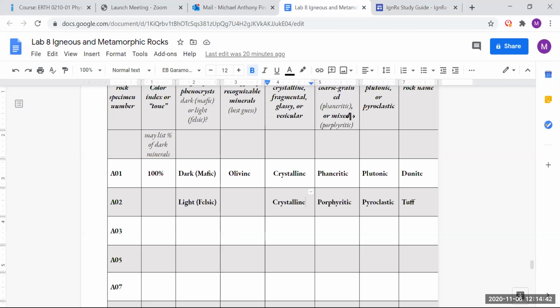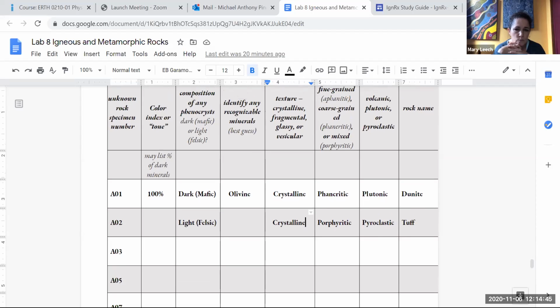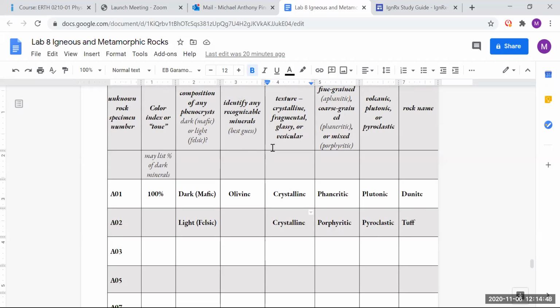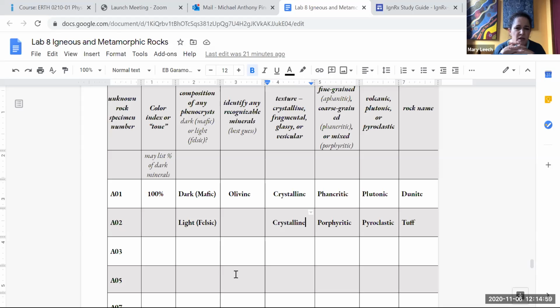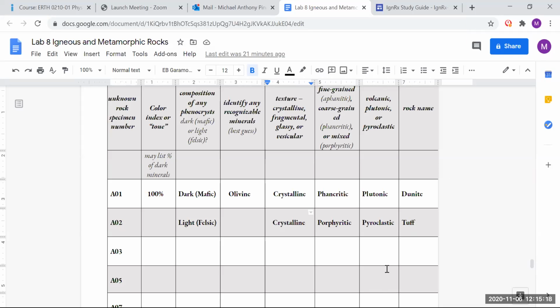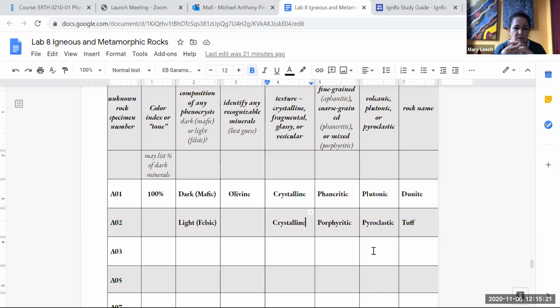So we already said that it's fine grained, it's a dark mafic, and that it's crystalline structure with no minerals. That's right. Is it volcanic, plutonic, or pyroclastic? Remember, volcanic will always have a fine grain matrix, plutonic will have all large crystals, and pyroclastic will be fragmental. Volcanic, right? Yep, volcanic.